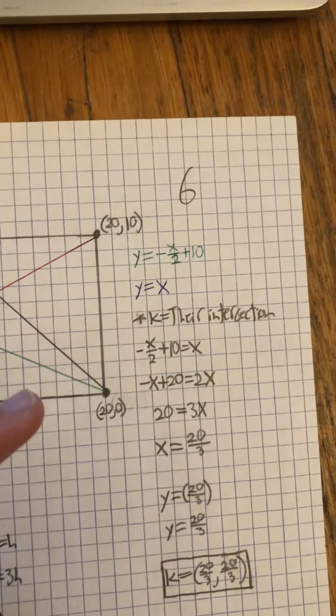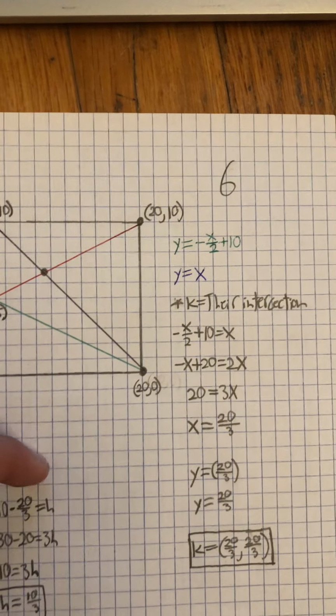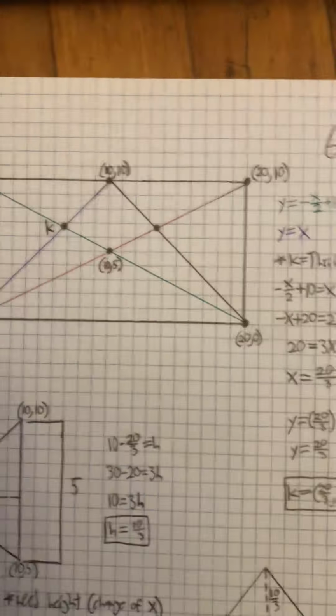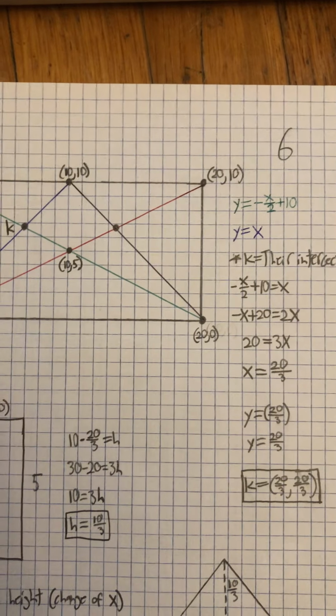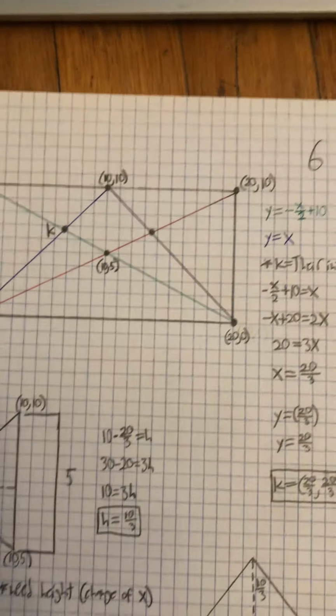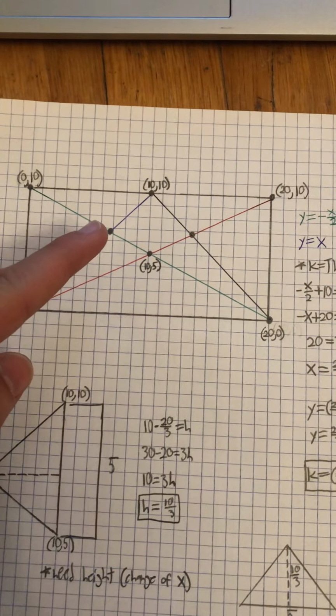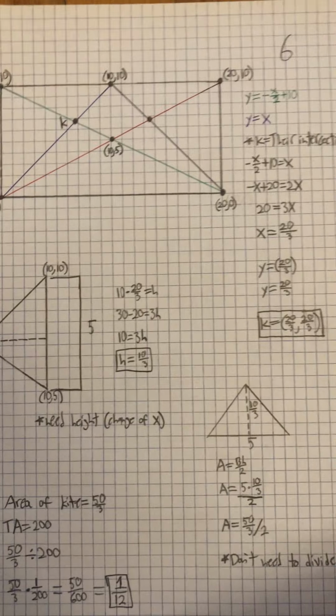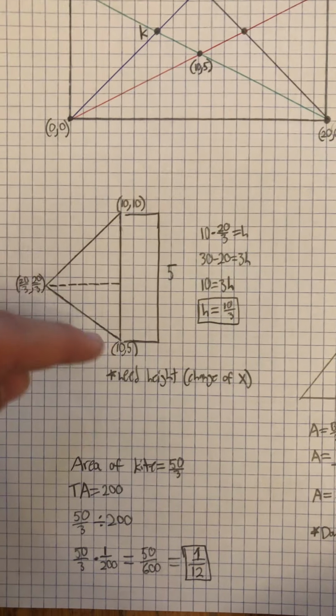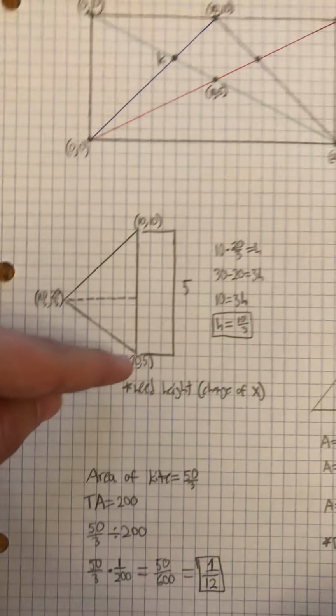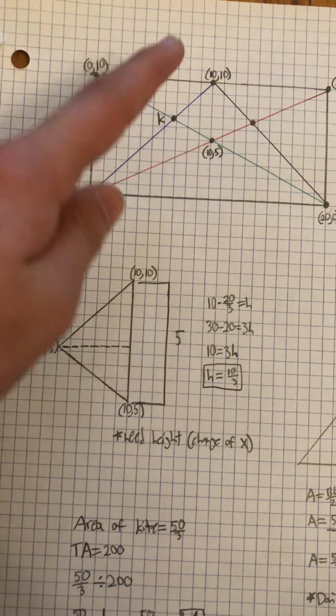So we set x to negative x over 2 plus 10. You solve for x, it's 20/3. We plug that back into the equation, which is super easy because we have y equals x. So we know this point is 20/3 comma 20/3. And then I redrew the triangle. I said 20/3, 20/3, 10, 5 like we have here, and then 10, 10.